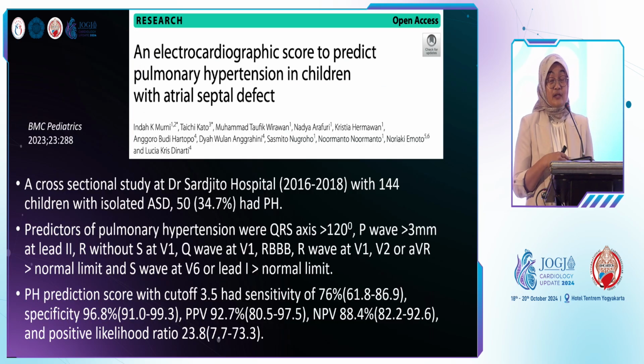And to differentiate between the atrial septal defect and also the ASD with pulmonary hypertension, we developed an ECG scoring system. So we evaluated about 144 children with isolated ASD, and we found around 35% that have pulmonary hypertension. And using this score, we have moderate sensitivity with high specificity to indicate that this patient has pulmonary hypertension in ASD.